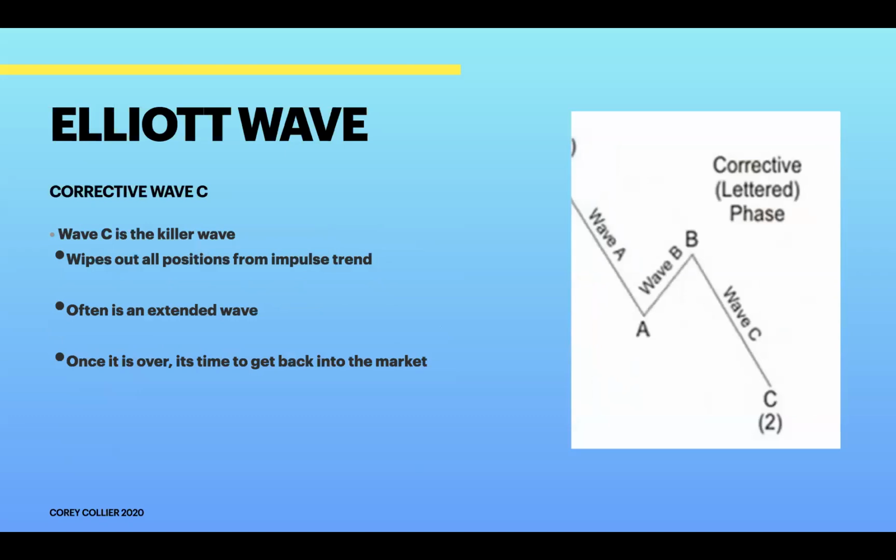All right. Wave C is the killer wave. It wipes out all positions from an impulse trend. All right. And it's often an extended wave. And that's why you can generate some profit with the counter trend on wave C. Once it's over, though, it's time to get back into the market and follow the main trend.